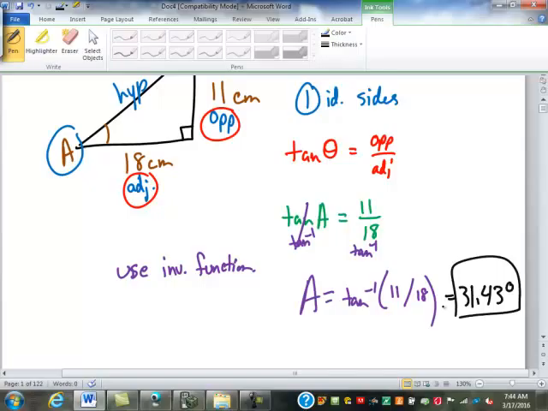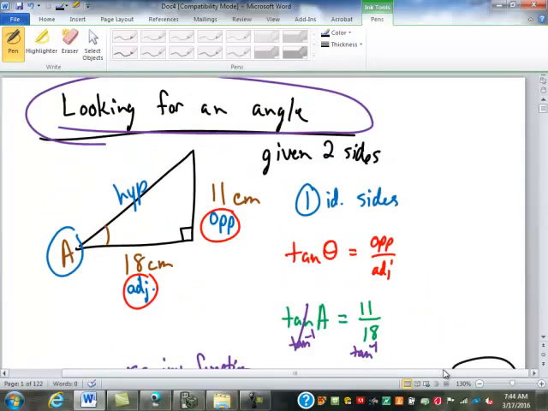Now, of course, once we have that angle, if I go up here and label this 31.43, we know that these two have to add up to 90 degrees because this one's already 90. And the triangle, of course, always adds up to 180. So we can subtract from 90 to get this one as 58.57 degrees. So we can find one angle. Once we have one angle, the other angle falls into place.